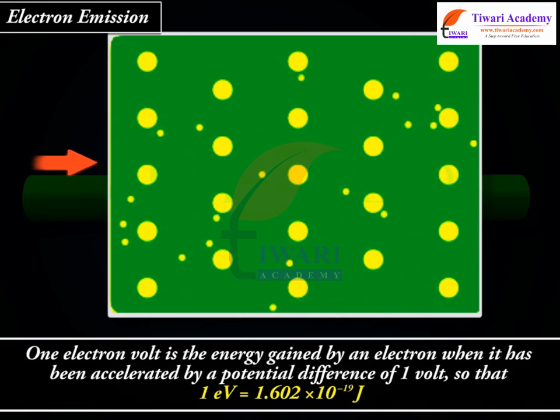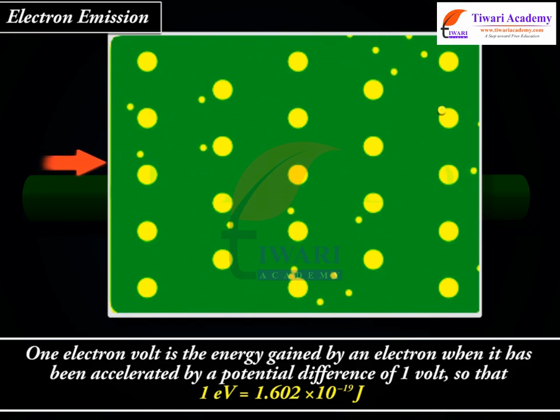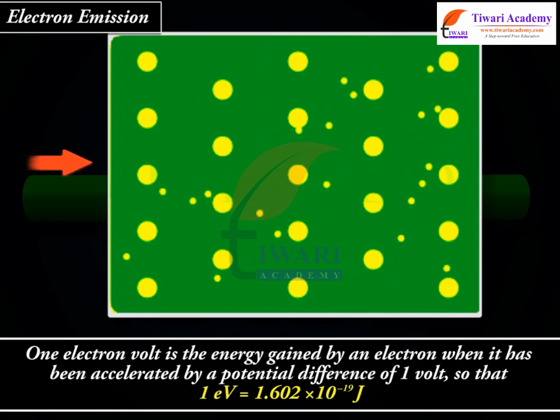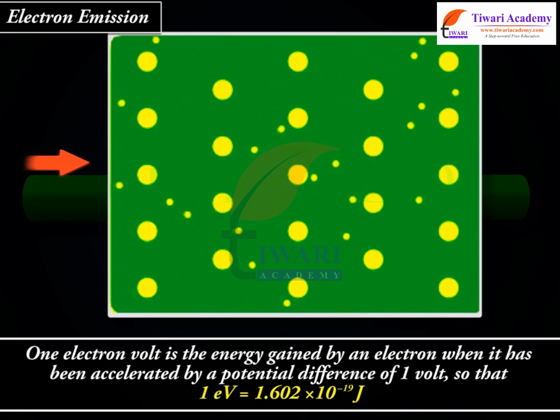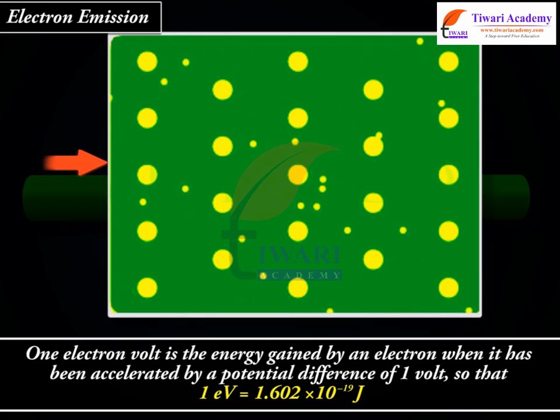1 electron volt is the energy gained by an electron when it has been accelerated by a potential difference of 1 volt, so that 1 eV is equal to 1.602 × 10^-19 joule.